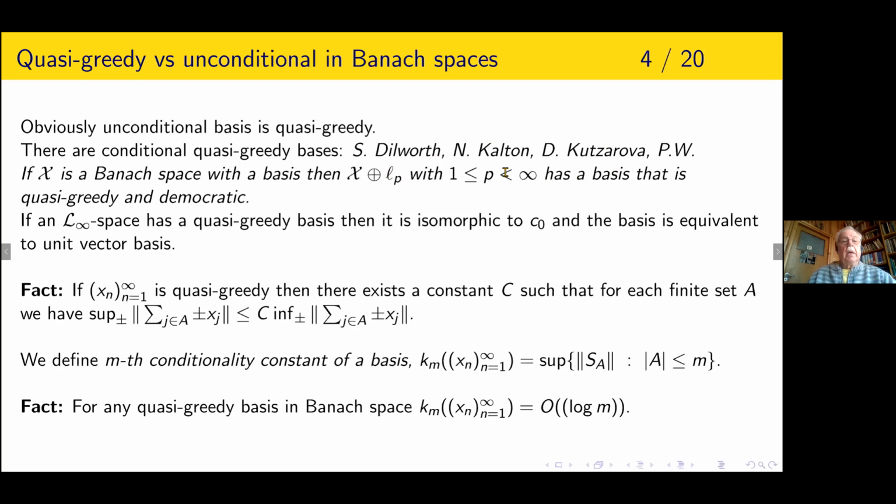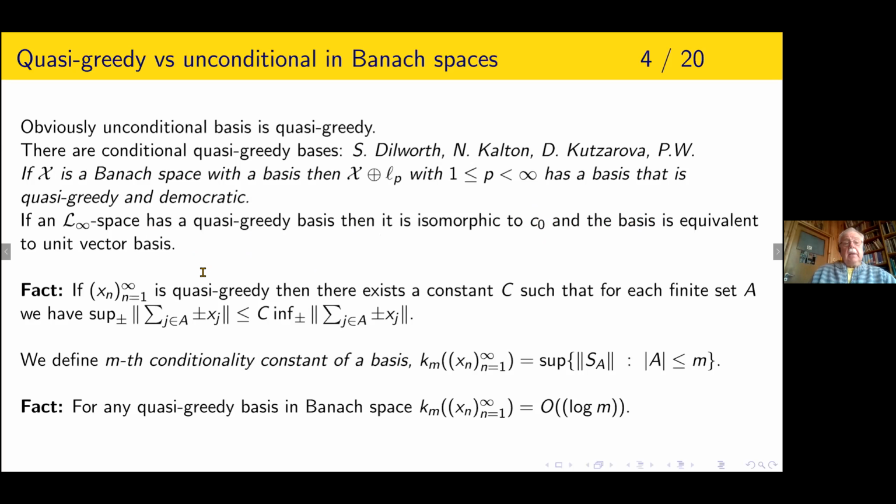For c0, this doesn't work. And then there was some research on what can happen with quasi-greedy bases, and they also proved that the script L-infinity spaces practically do not have quasi-greedy bases. There is only one exception, namely c0, and the only quasi-greedy basis which can happen in c0 is the unit vector basis. The result is very nice, but as a set of examples, it's not very great.